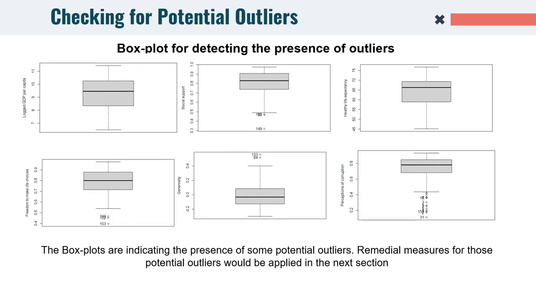For checking the presence of potential outliers, we utilize the box plot. The box plot here indicates the presence of some potential outliers. All the violations of the assumptions would be explored further and necessary remedial measures would be done in the subsequent sections.